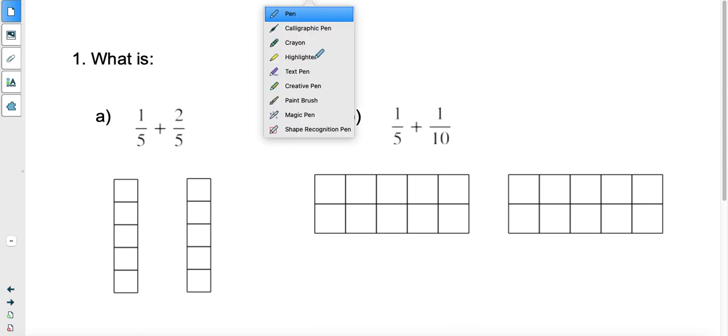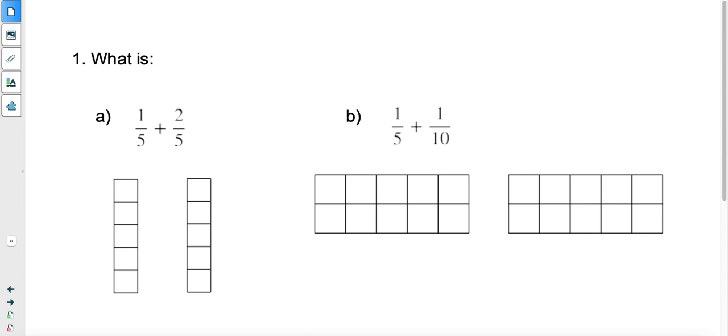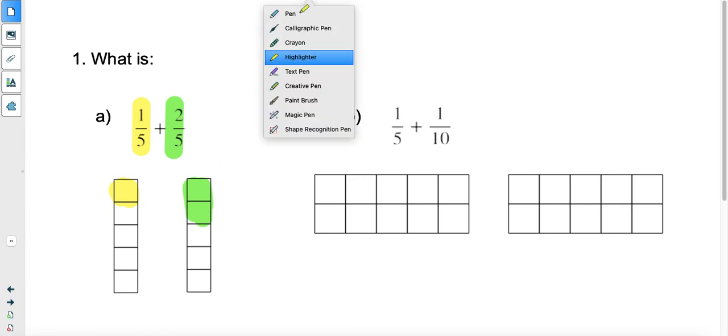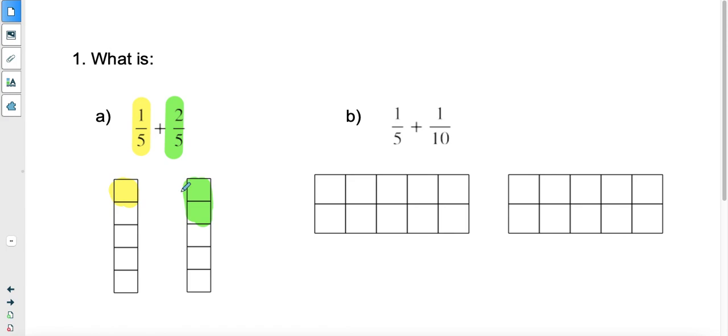1 out of 5, I'm going to shade in 1 out of my 5 boxes here. 2 out of 5, I'm going to shade in 2 out of my 5 boxes here. And now, if I add this together, I'm going to be shading in 3 out of my 5 boxes total.